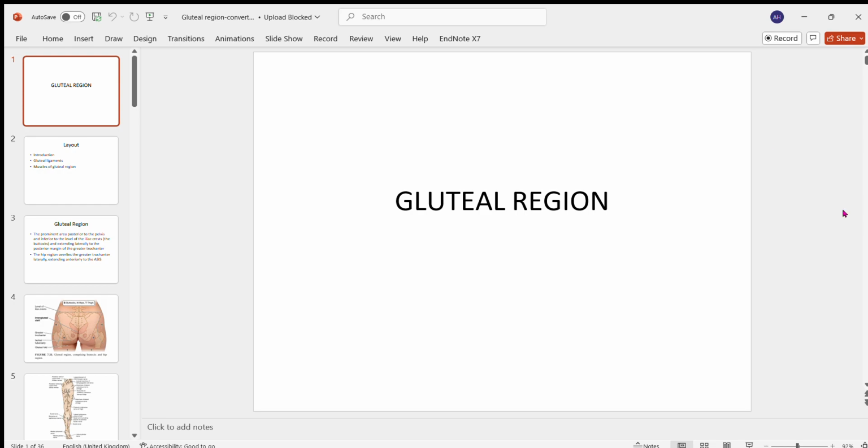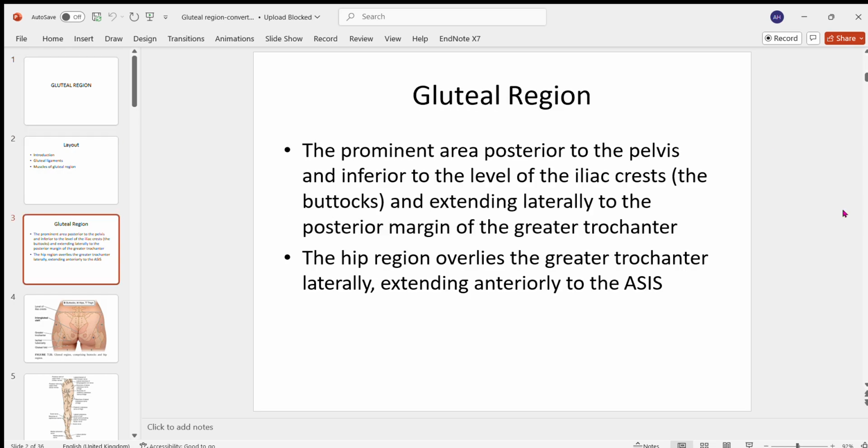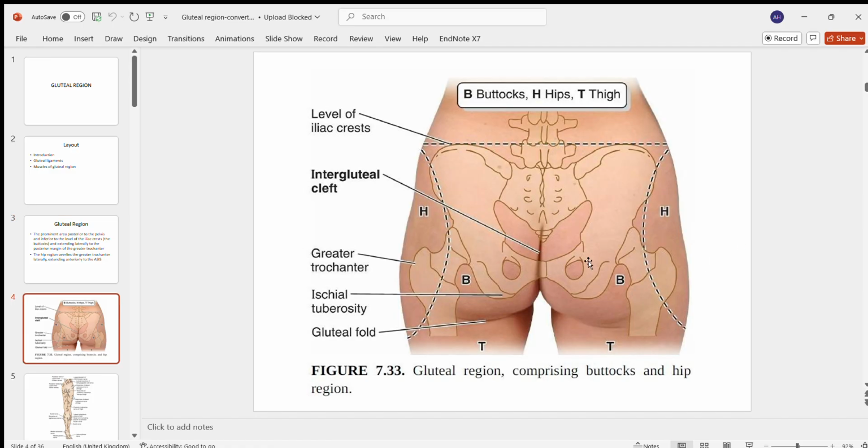The topic for today's discussion is gluteal region. So gluteal region is the prominent area that extends from the level of iliac crest superiorly till the gluteal folds inferiorly. In between is the intergluteal cleft.